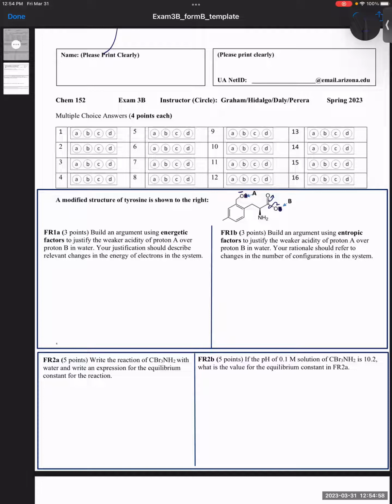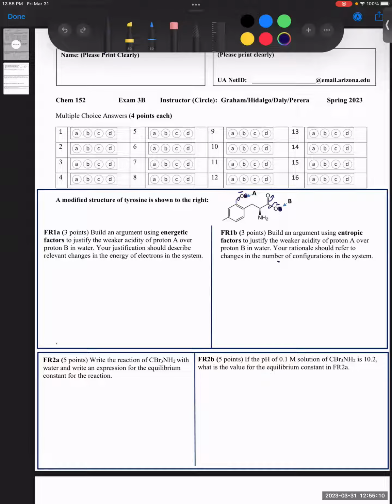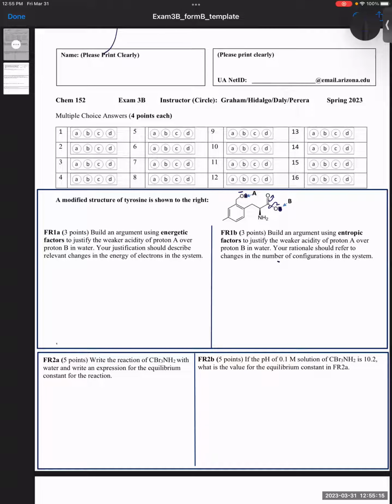And then in option A, we don't have that opportunity for the delocalization because the double bond is 2 bonds away from the negative charge. As a result of that, there's no delocalization of charge in proton A, which makes the conjugate base of that acid, the anion, less stable. Therefore, it's going to have a lesser acidity. Now, we need to justify it here. Your justification should describe relative changes in the energy of electrons.